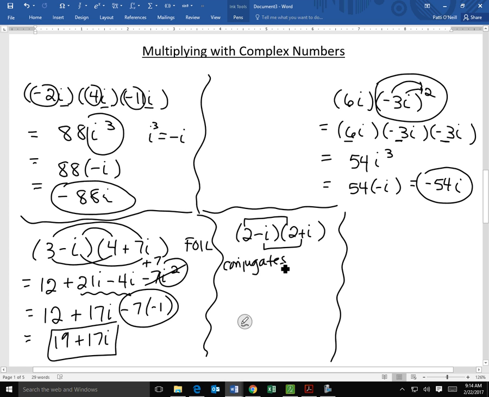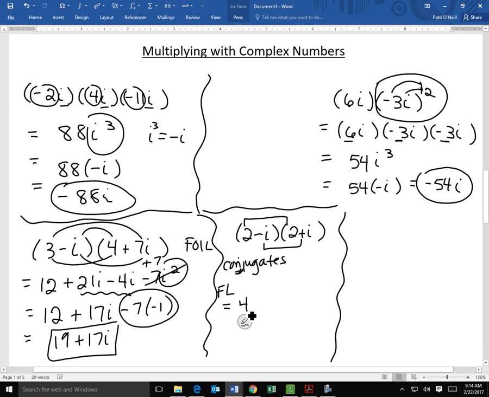And when we have conjugates, we know that the middle terms will drop out. So technically with FOIL, we just have to do first and last. If you don't remember that, you can do the entire FOIL and you're going to notice things are going to drop out. But if you remember that, it's going to give us just the first terms.